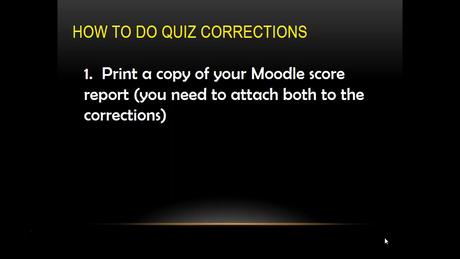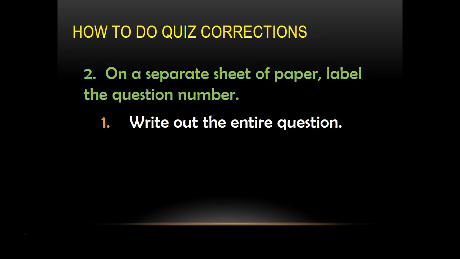So the first thing I want you to do is print a copy of your score report, and you need to staple it to your quiz corrections. The second thing I want you to do, on a separate sheet of paper or using the template, is write out the entire question. So what was the original question?